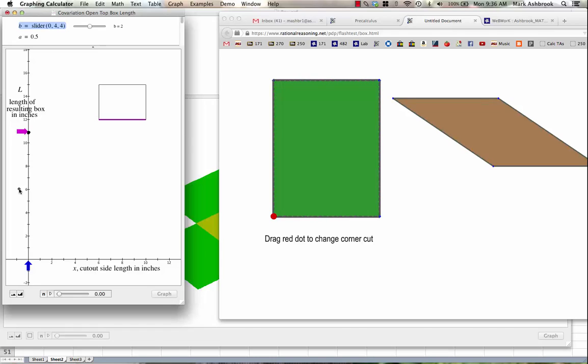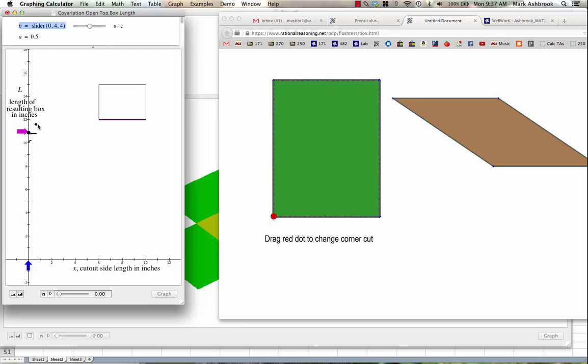Okay, here's what I'm going to do. So now I'm going to let the cutout length increase by 0.5. How can I show that on the graph? Here I am, the cutout length is 0, the length of the box is 11, and I want to show an increase of the cutout length of 0.5. How can I do that? Horizontal line, right? So we've done this before. Kind of short, so right like that.